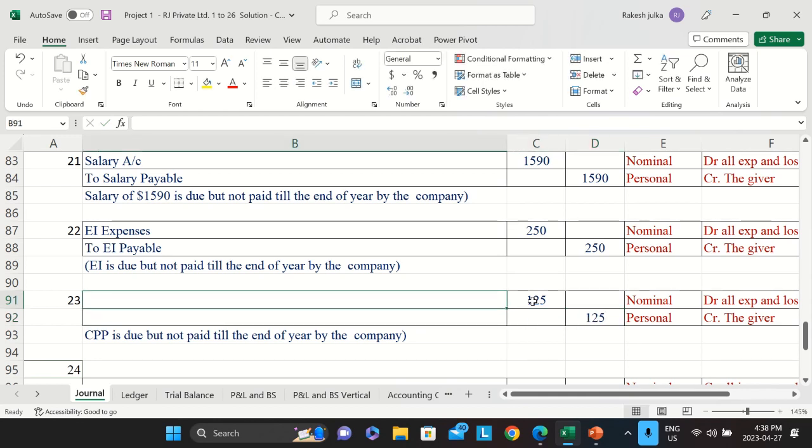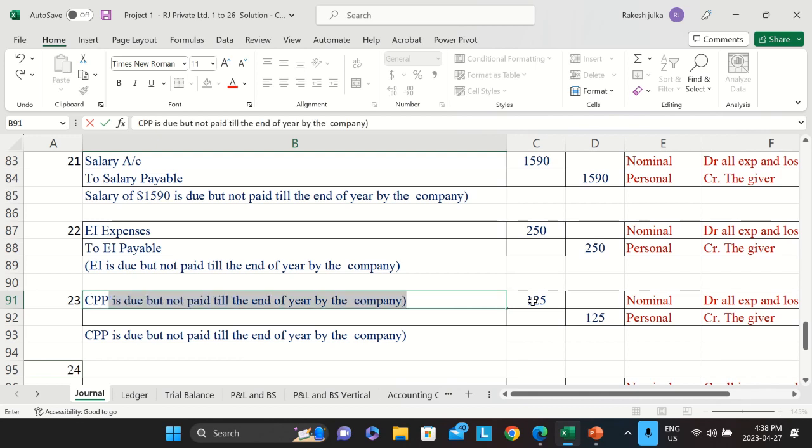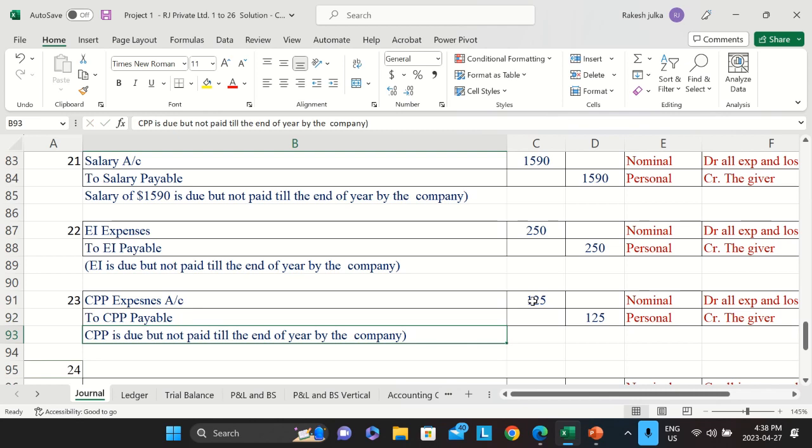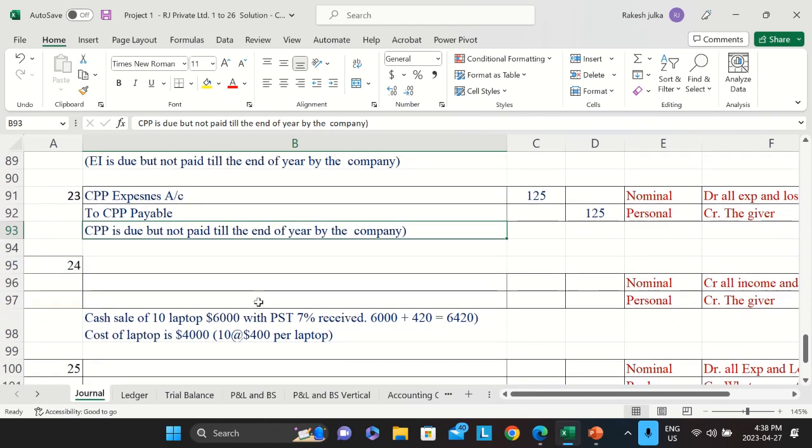So what we will write here for the 23rd transaction, we will write here CPP expenses. So CPP expenses account debit to CPP payable. So when payable word we use, it means the liability. So the 23rd transaction is also completed.